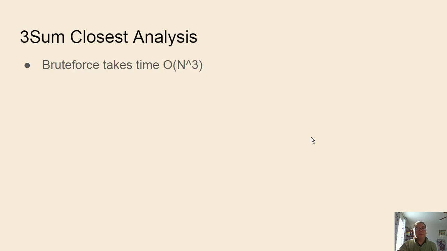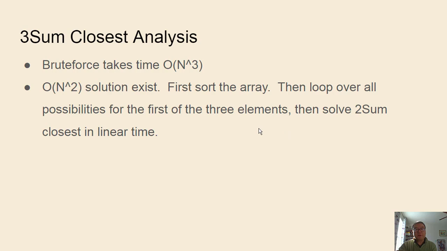So how do we do it? Well, brute force, we can try all combinations of 3 elements. That will take n cubed time. But this problem can be solved in n squared time by first sorting the array. Then we can loop over the first element and see whether there exist 3 elements with that one as the smallest one to get the closest to the 3-sum.